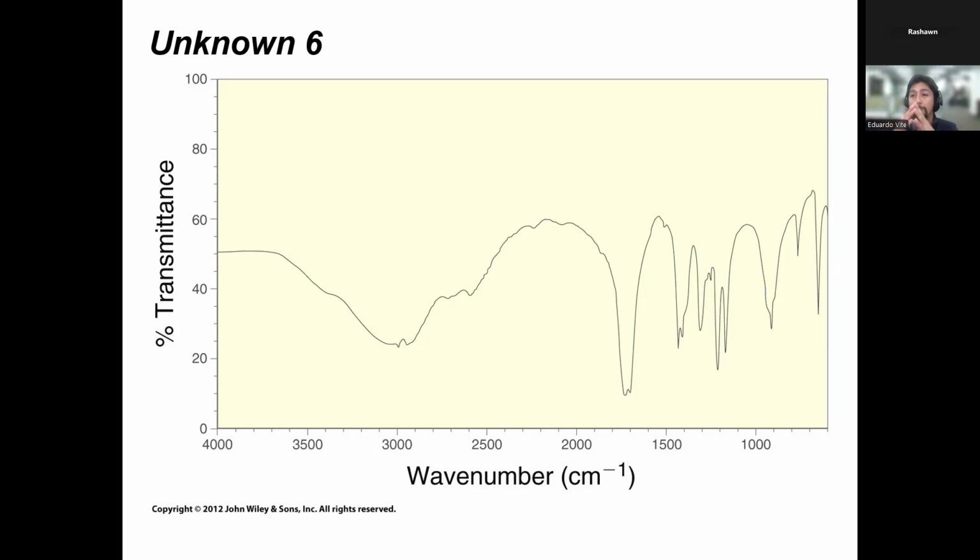We see there is a very broad signal starting at around 2700 all the way to 3700. That is characteristic of a carboxylic acid. We have a beard-like structure that peaks at around 3000 or so. And we also have the carbonyl peak at around 1700. So the carbonyl peak, the broadness from 2500 to 3500, and the beard-like characteristic tells me this is definitely a carboxylic acid. Does that make sense?